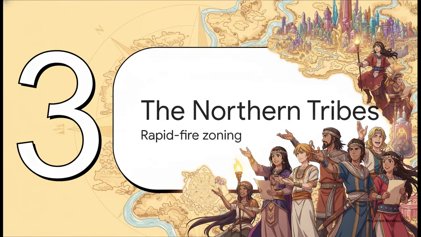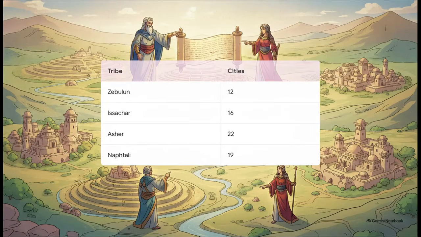Part 3. Mapping the Northern Tribes. Rapid-fire zoning. The sheer scale of what they were accomplishing here is honestly staggering. Without getting too bogged down in the ancient geography of it all, just consider the volume of this distribution as we head north. Zebulun gets 12 cities, plus their surrounding villages. Issachar gets 16. Asher receives 22, and Naphtali gets 19. We are talking about the massive, repetitive allocation of dozens and dozens of cities, all to settle thousands of people into their permanent homes. It's a massive undertaking.